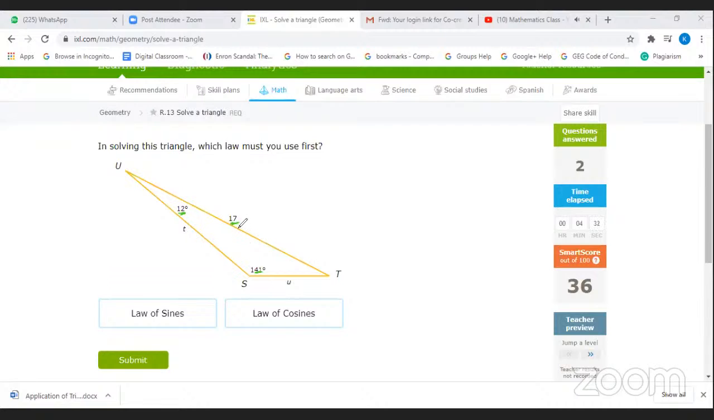So luckily for us, this is the opposite angle to 17. So they have given us the opposite angle. So it means in this case, we can find u, since we have been given the angle corresponding to side u. So in this case, the first thing we can apply is the sine rule. So the answer to this one is the sine rule, law of sines, submit.